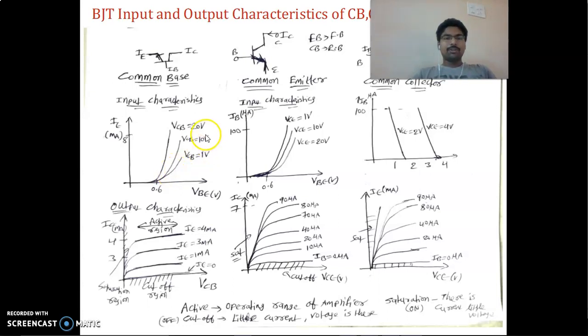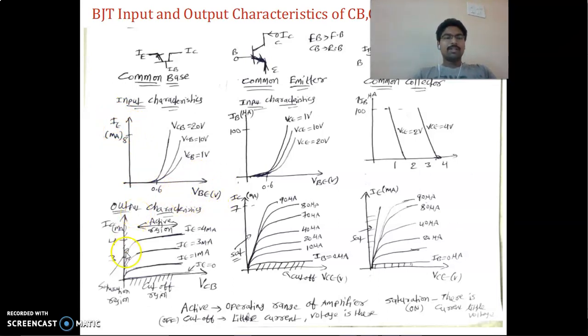Now, what happens if you keep VCB equal to 10 volts? If VCB is equal to 10 volts, then the increase in current occurs earlier than with the lower VCB. This is due to the early effect or base width modulation effect. And if you use VCB equal to 20 volts, then the current increases even earlier than in the VCB equal to 1 volt case. Here IE current is around milliamperes, VBE is around volts. Now output characteristics.